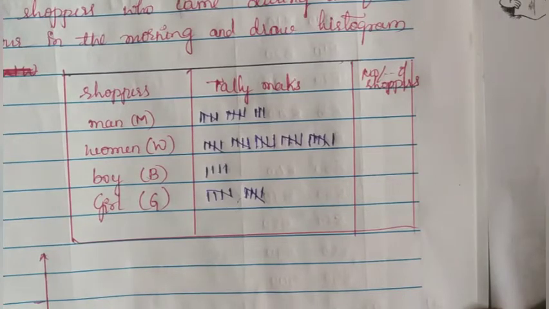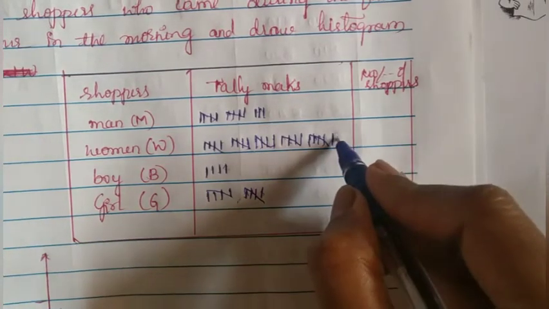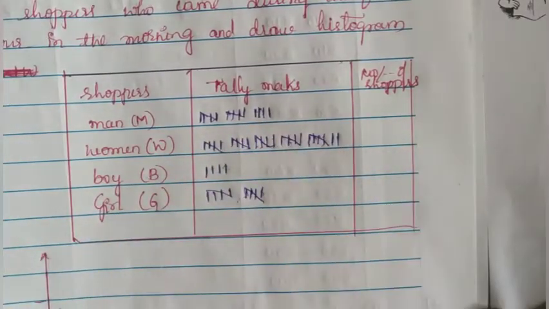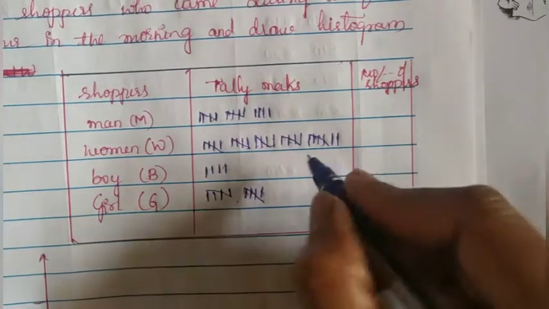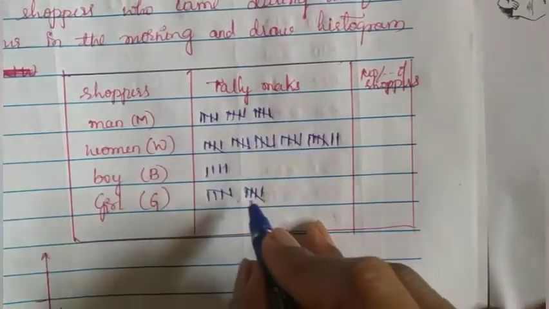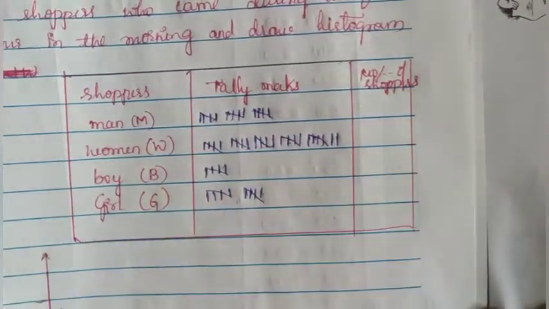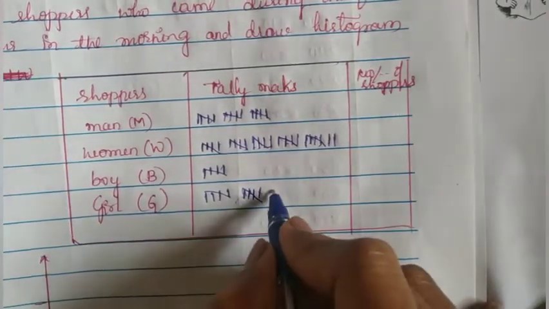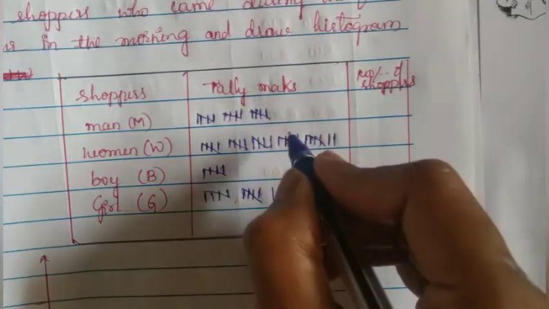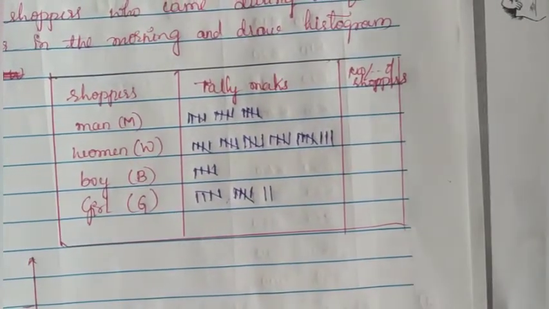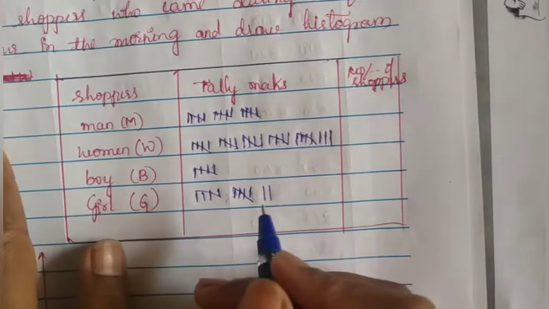Next, W, M. Next M, B. Next 2 G's, 1 W. Okay children, now let us count the tally marks.